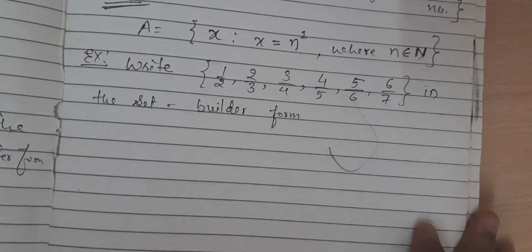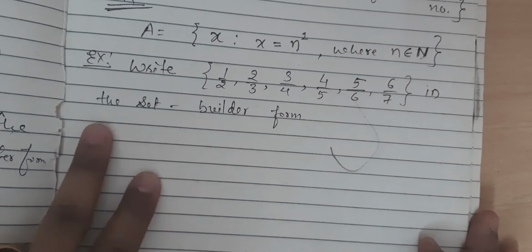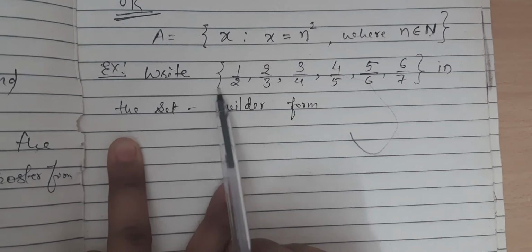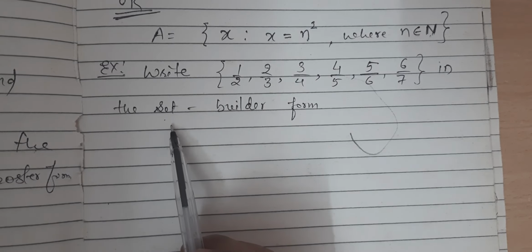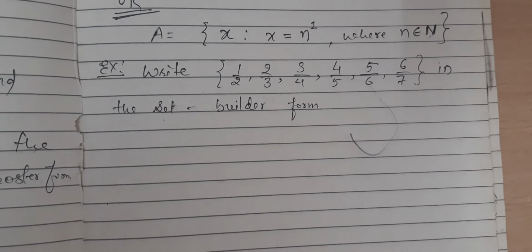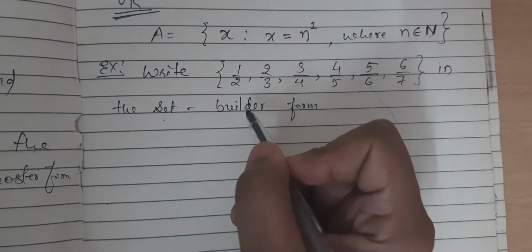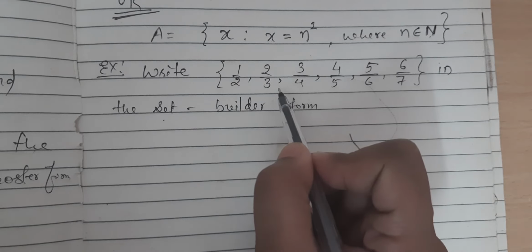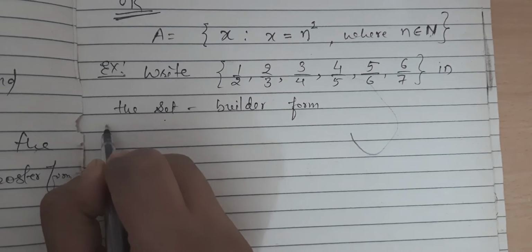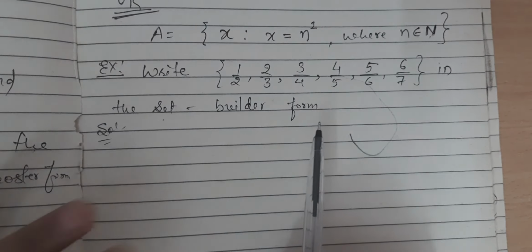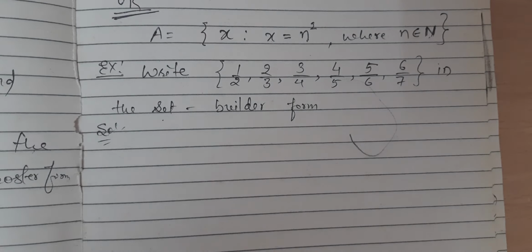Now see this example. Write this set in the set builder form. Before we write in the set builder form, we will observe what property each element of this set is showing. When you observe, you will find that writing the set in roster form is very simple, but writing in set builder form takes time.